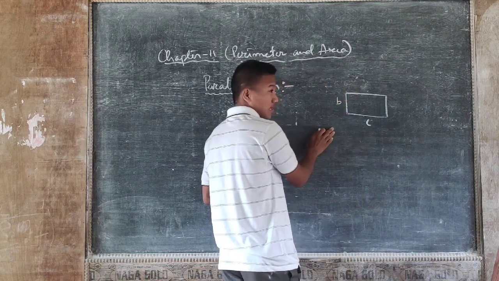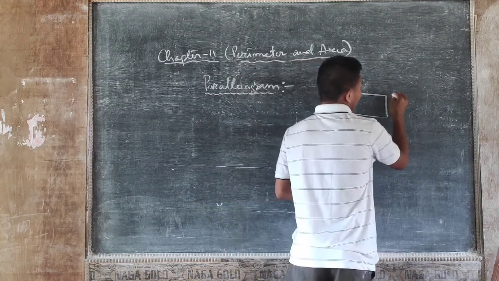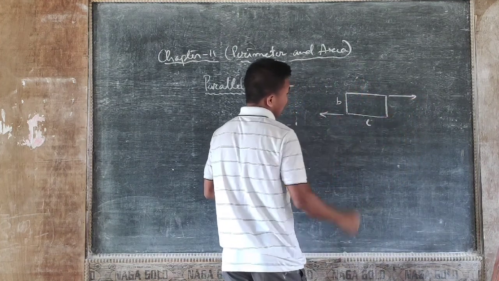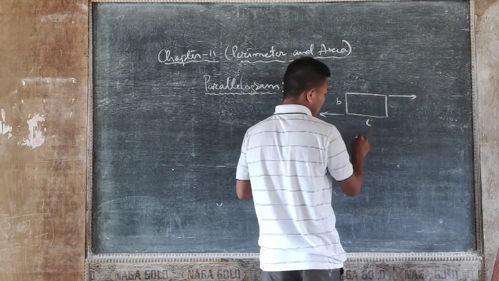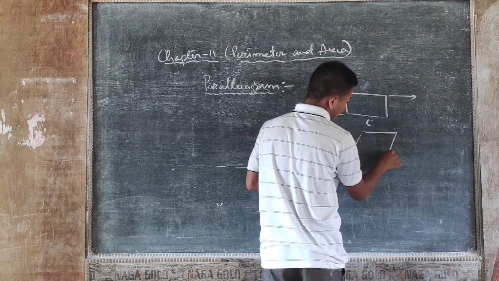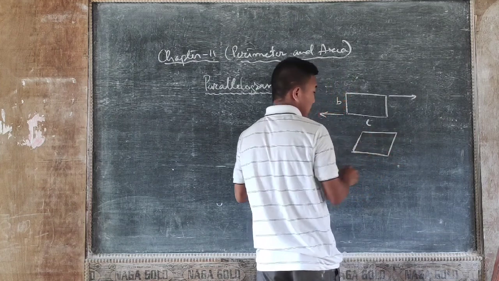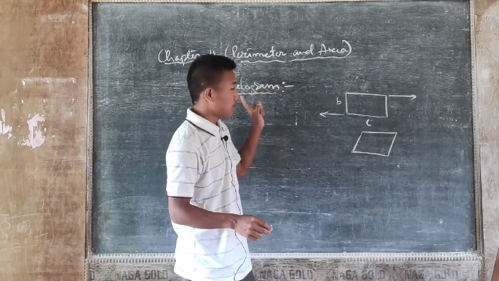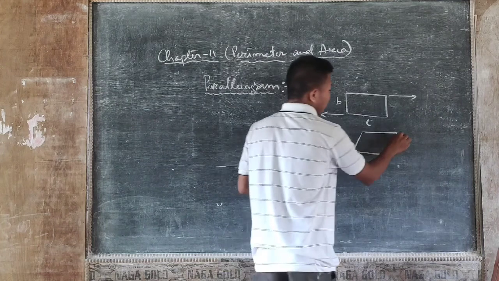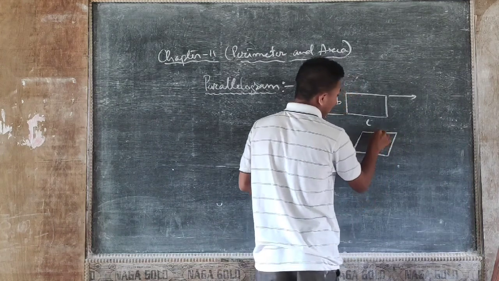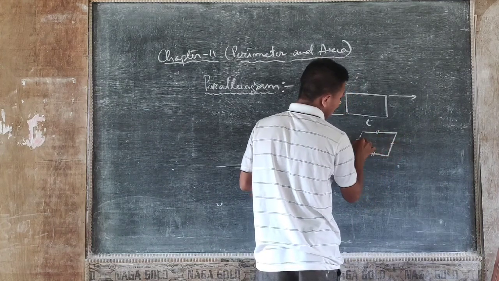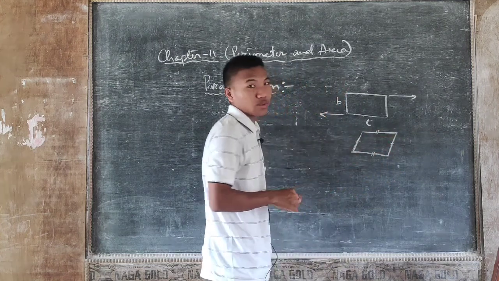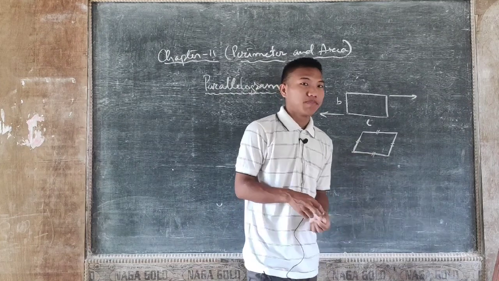So this rectangle, the upper portion you pull it in this direction and the lower portion you pull it in this direction. So when you pull it like this, it will be distorted a bit and you will get this figure. This figure is called parallelogram. Remember, this and this are still equal, this and this are still equal, and they are also parallel. That is why we call this figure parallelogram.